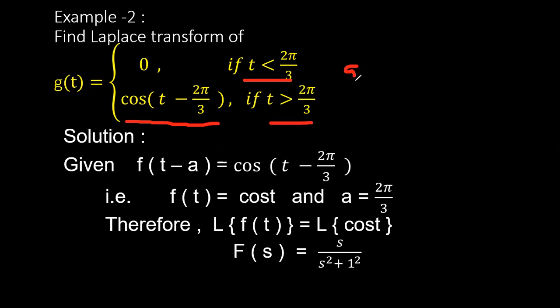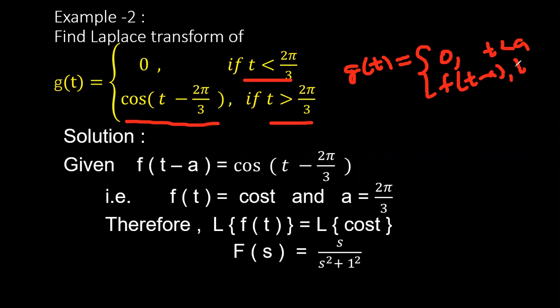So we have to compare this g of t with the basic second shifting theorem, or Heaviside shifting theorem: 0 for t less than a, f of (t minus a) for t greater than a. This function should be compared with this one for t greater than a. So from this, what will you get? f of t is equal to cos t. And what is the a value? The a value is equal to 2 pi by 3.